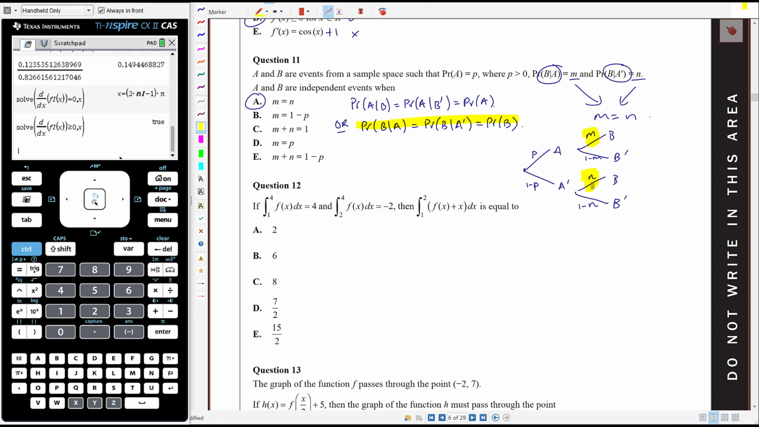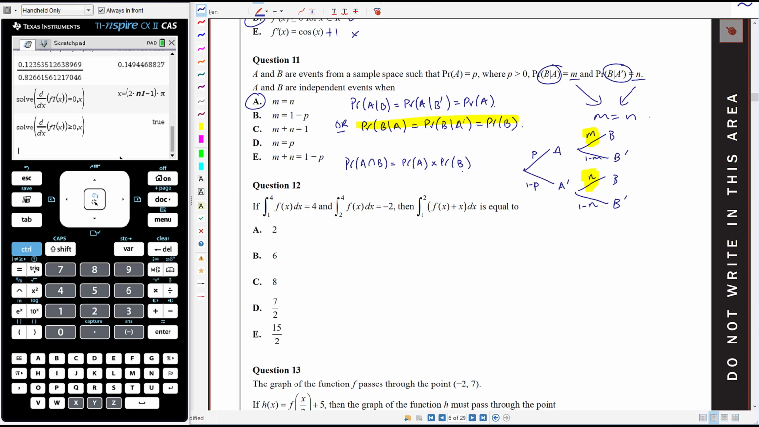You can muck around with a lot of other formulas. The other thing you can be looking to show for independence is that the probability of A and B is the same as the probability of A times the probability of B. So you could have tried to work that out, but essentially it still reduces down to the fact that M has to equal N. Okay, question 12.